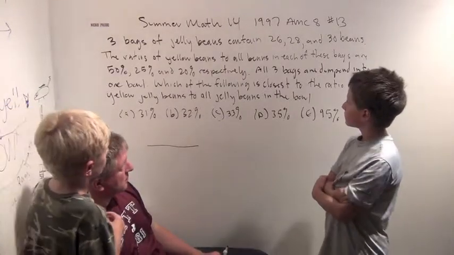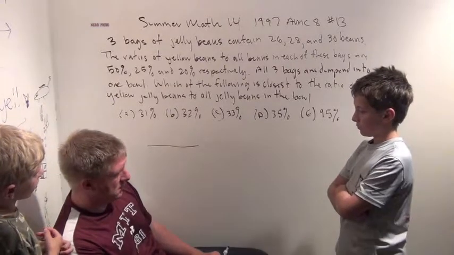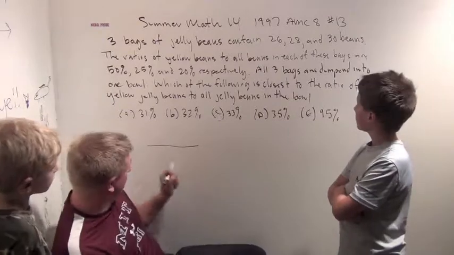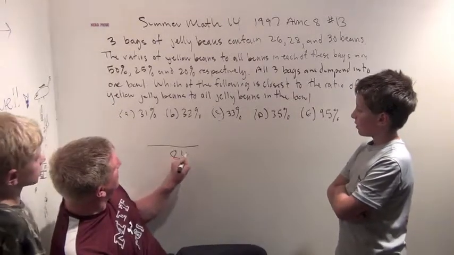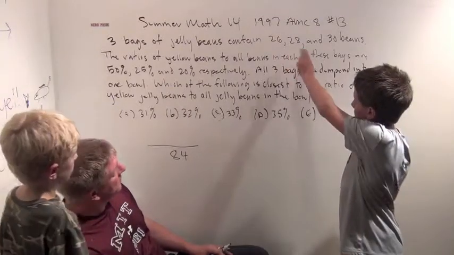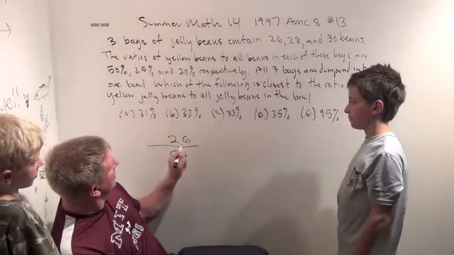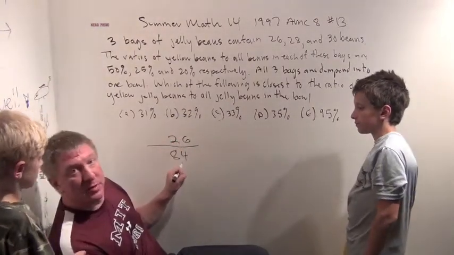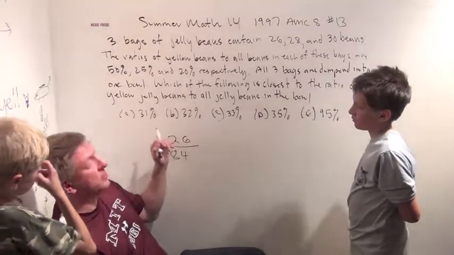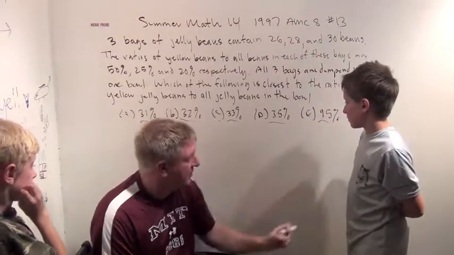Well, it's 26 plus 28 plus 30, which is 84 beans. Is that right? Yeah. 84? Okay. And how many yellow beans are in there now? Well, it's 13 plus 7 plus 6, which is 26. Okay. So there's the yellow beans to all beans. There's our ratio. And we're supposed to figure out what this fraction is closest to, what percent: 31, 32, 33, 35, or 95.